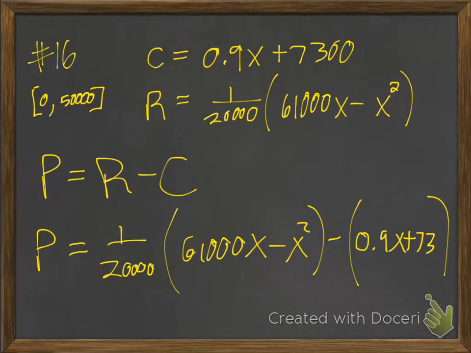00, I can write, I promise I can work this out. So there's your revenue minus cost. If you don't put the parentheses around the cost function, it'll fail to distribute that negative properly. If you decide to get rid of the parentheses, just make sure you make that negative 0.9x and minus 7,300 before you do so. But that's it, that's the first part.